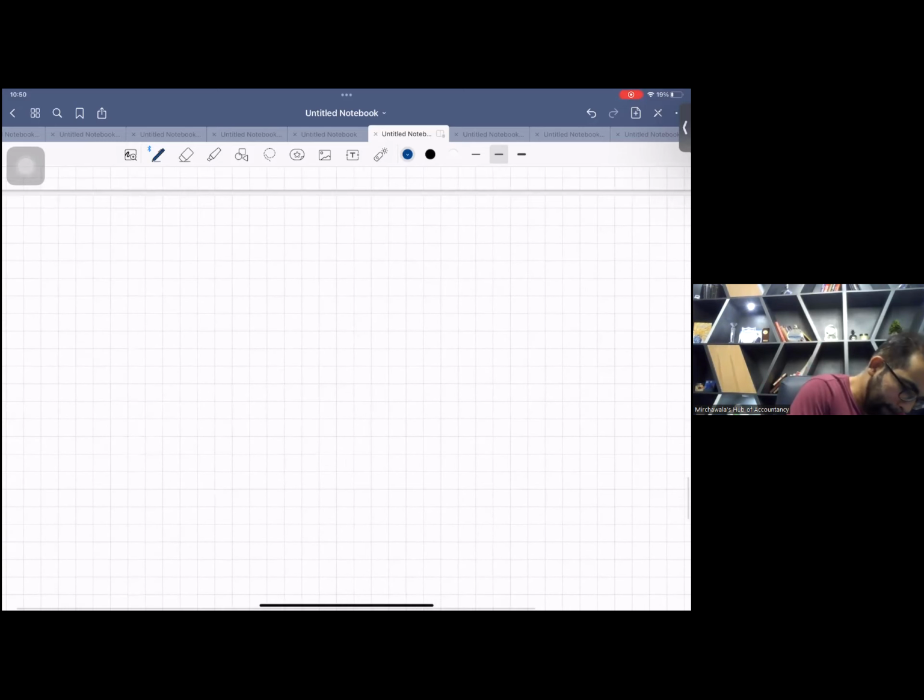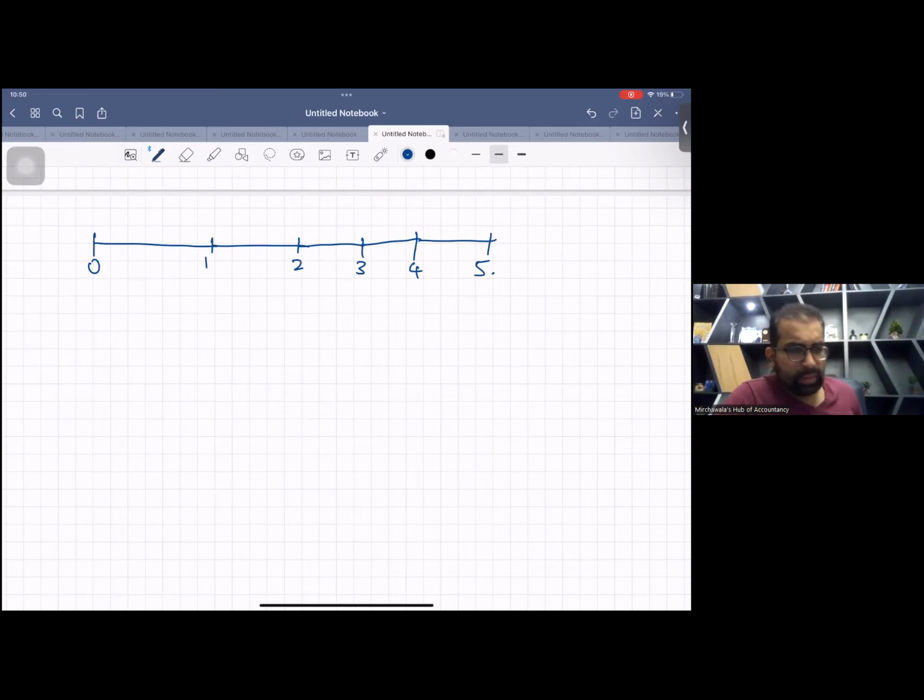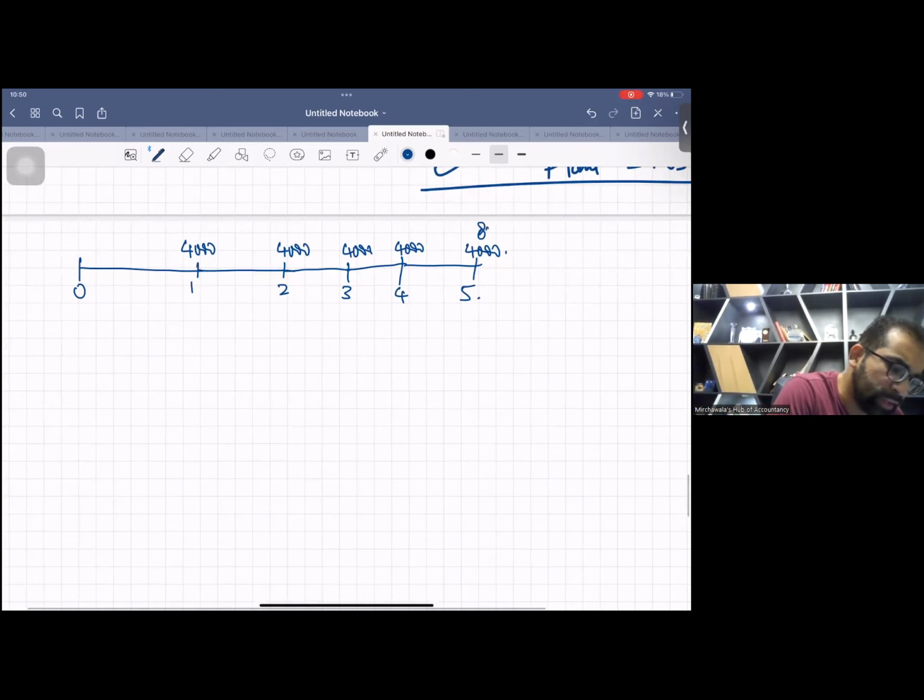See this. Just for your ease, I'm doing this: 1, 2, 3, 4, and 5. The loan is, I think, 80 million. 80,000 times 5% is 4,000, 4,000, 4,000, 4,000 and 4,000. There will be 5 interest payments of 4,000, and at the end of year 5 there will be a principal of 80,000.